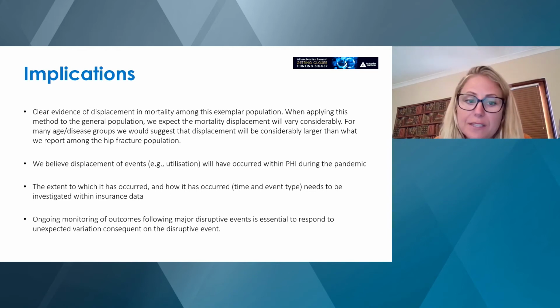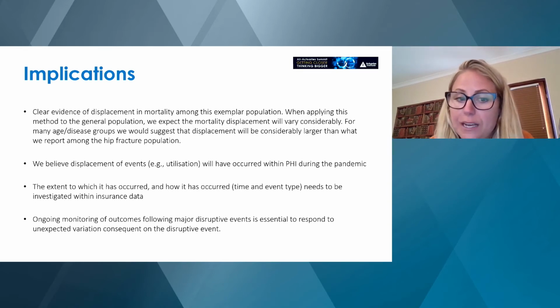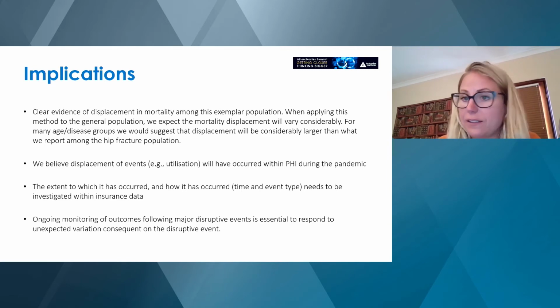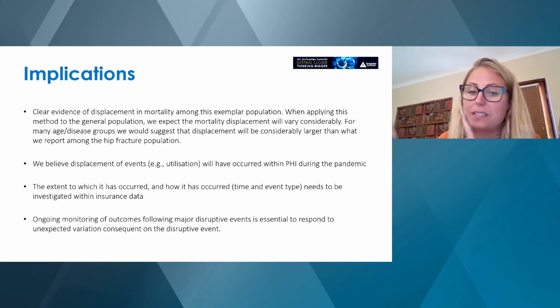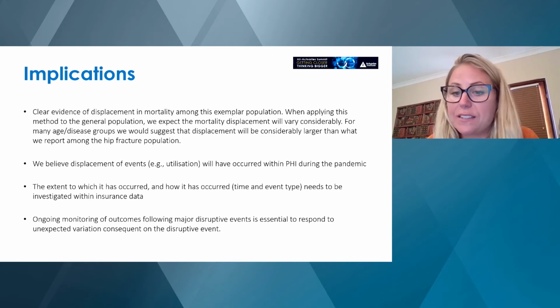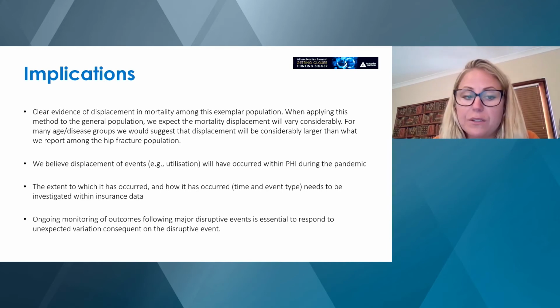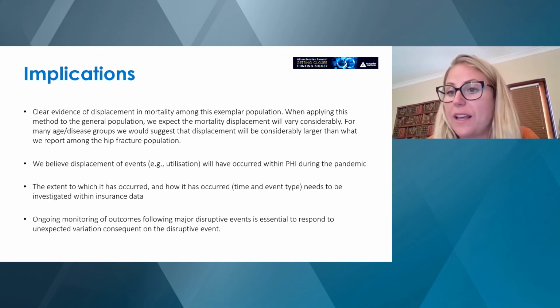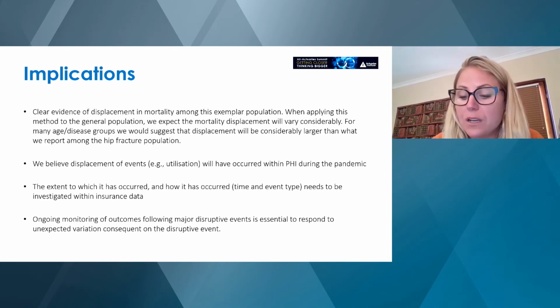We do believe that there's been displacement of events such as healthcare utilisation within PHI, but the extent to which it's occurred by type of utilisation and how much that timing has been displaced needs to be investigated within insurance data. But also ongoing monitoring of outcomes following any major disruptive event is essential to respond to unexpected variation consequent upon that disruptive event.